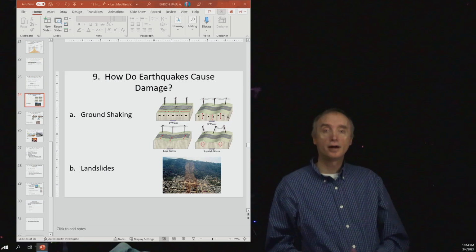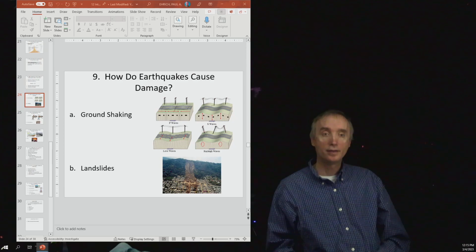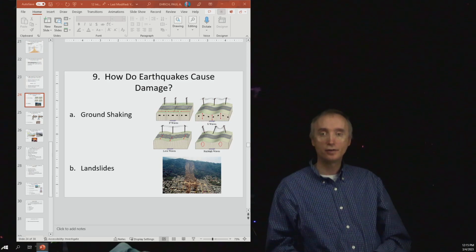So now let's talk about how earthquakes actually cause their damage. The first one is going to be from the shaking of the ground. If you recall, there were different kinds of earthquake waves: the body waves, the primary P waves and secondary S waves, and then the Love waves and the Rayleigh waves, which were the surface waves. Each of those different kinds of waves is going to do something different to the ground.